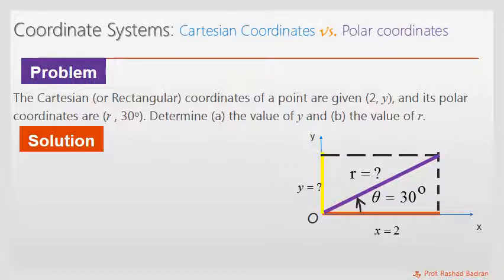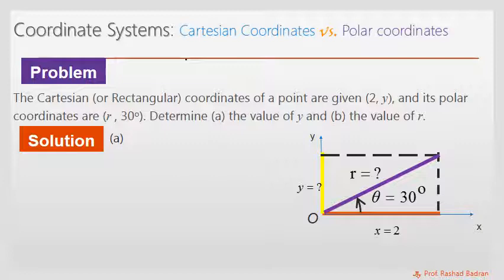This is another application for the transformation of a point from one coordinate system to another. In this problem, the Cartesian coordinates of a point are given as x equal 2, while y is unknown, and its polar coordinates are given as r, which is unknown, and theta equal 30 degrees. Determine part A, the value of y, and part B, the value of r.